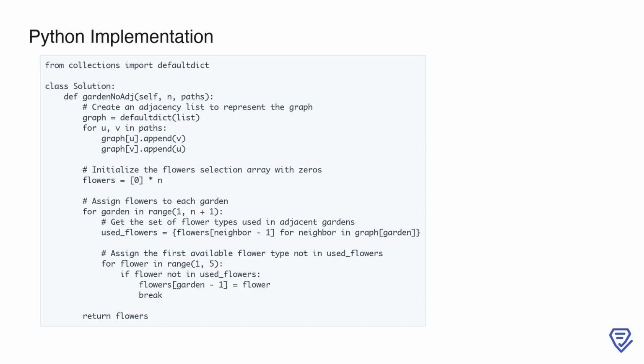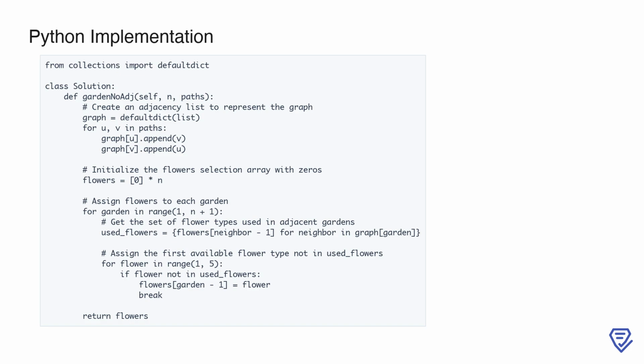3. Assigning flowers. We iterate through each garden, from 1 through n. For each garden, we determine the set of flower types that are already used by its adjacent gardens using the used_flowers set. To ensure no 2 adjacent gardens share the same flower type, we select the first flower type, 1 through 4, that is not in used_flowers and assign it to the current garden. This guarantees a valid assignment. 4. Result. After processing all gardens, the flowers array contains the assigned flower types for each garden.